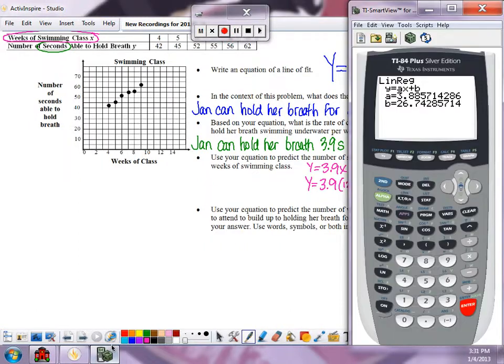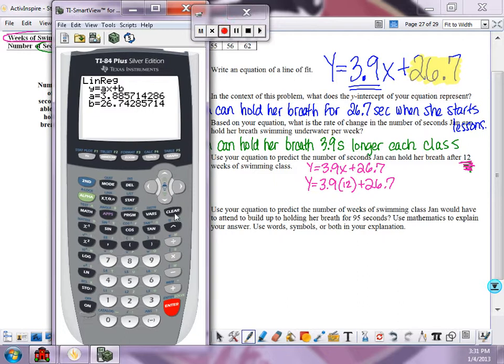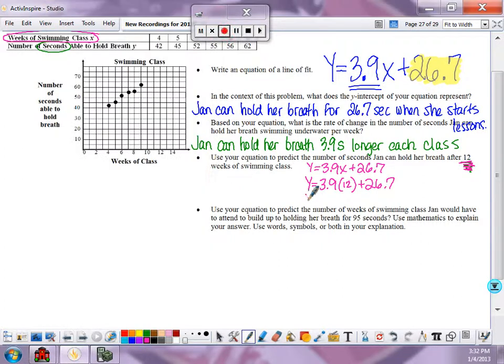Let's grab our calc. 3.9 times 12 lessons plus 26.7. She will be, wow, that's a long time. She will be able to hold her breath for 73.5 seconds. That's a long time.